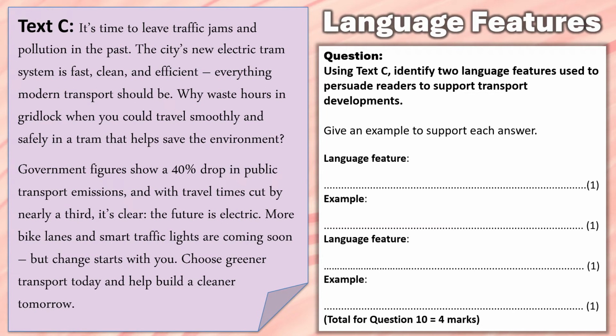So the language feature will be the label of that feature. For example, metaphor. So if you were to choose metaphor, that would go under language feature. And then you would need to find the quote in the text that is a metaphor, and you would write that under example. Now, not all exam boards offer this breakdown in order to answer the question, but all would require you to identify the language feature and to quote the example. So you could even lay this out yourself in your own answer if it's not provided.